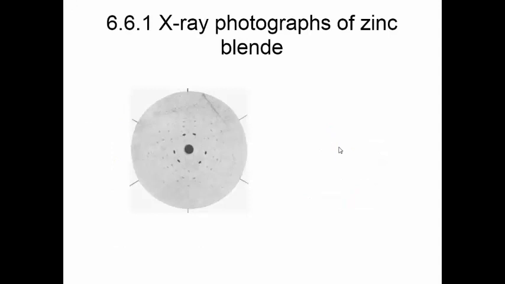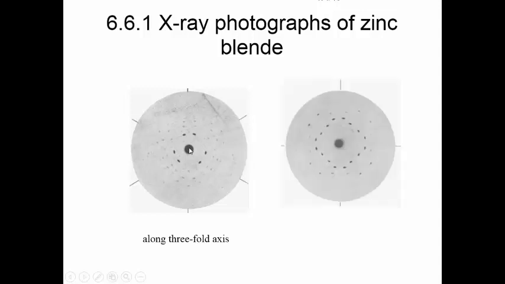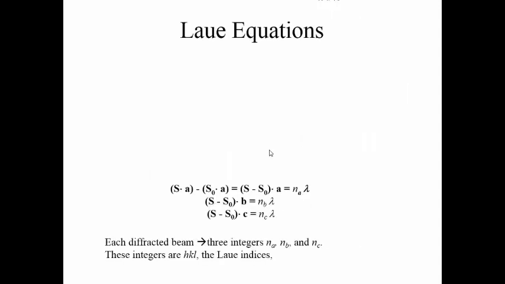Here's a picture of zinc blende. You're going down the 3-fold axis. This is one of the very earliest pictures, and you can see they don't even have a beam blockage. And here's coming down the 4-fold, so you can actually really see those symmetries in the pictures.